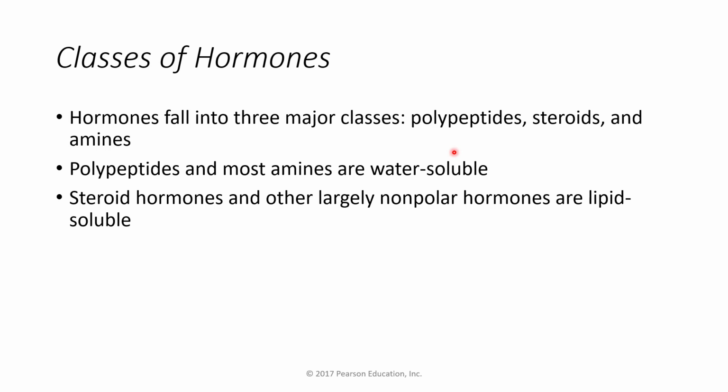So hormones fall into three major classes. Polypeptides and amines are made up of amino acids. Polypeptides are made up of a bunch of amino acids, so basically a hormone that's composed of protein. And amines are simply single amino acids that are sent as signals. Then steroid hormones are derived from lipids. So the polypeptides and amines are typically water soluble, so their receptors are outside the cell on the surface of the cell membrane, whereas steroid hormones typically dissolve in lipid bilayers, so their hormone receptors are found inside the cell, inside the cytosol.